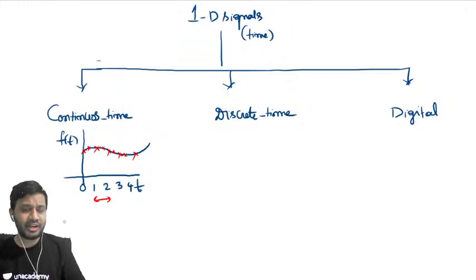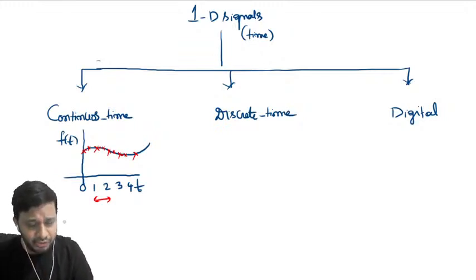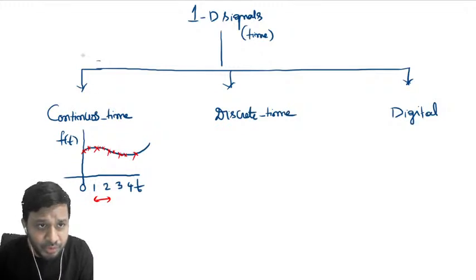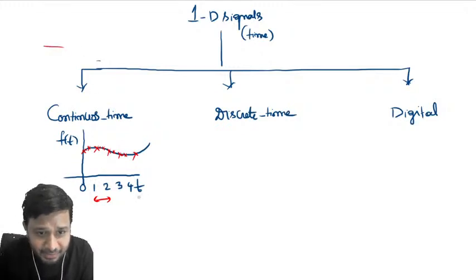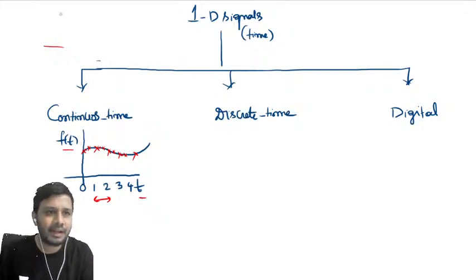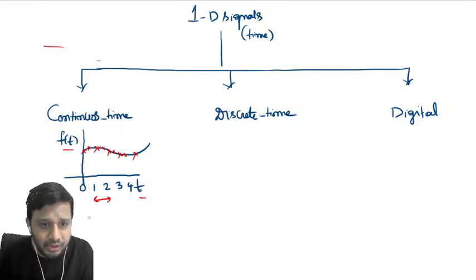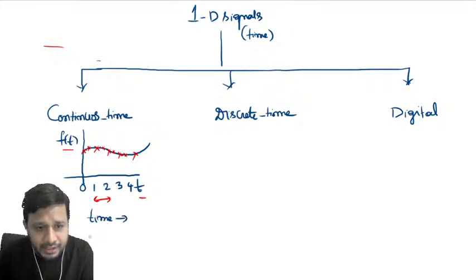Now I am comfortable with the definition of a continuous time signal. After that, you must know the nature of this independent variable and the nature of this dependent variable. Let me write. The independent variable here is time, and the dependent variable is amplitude.